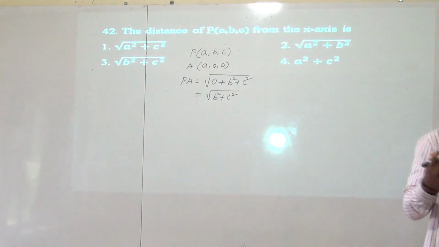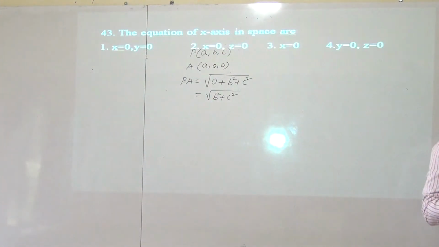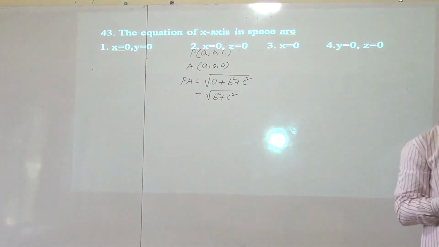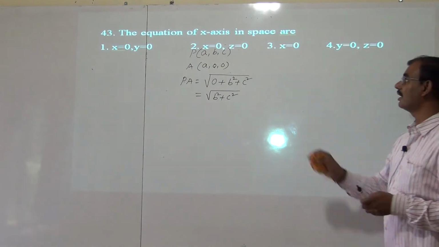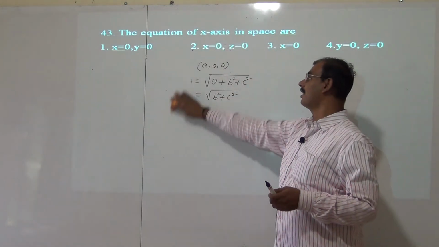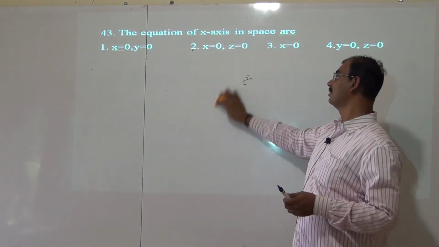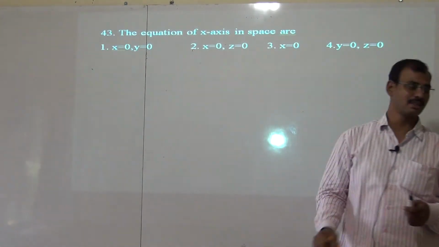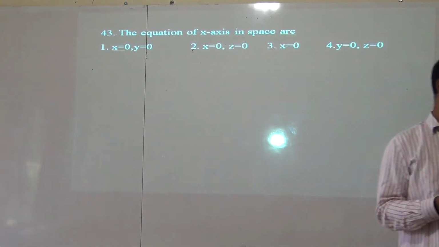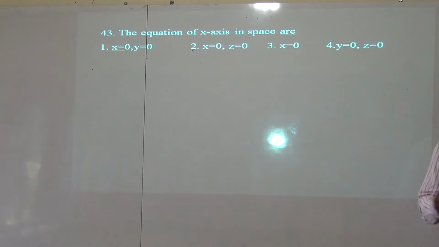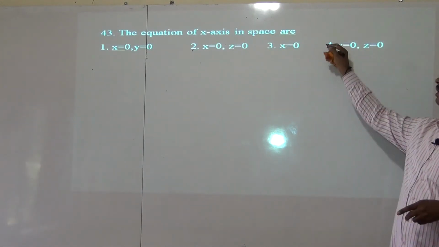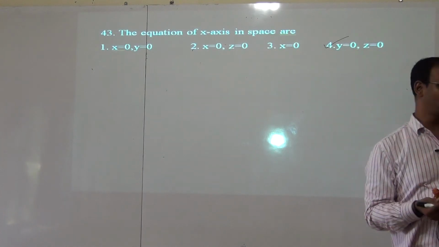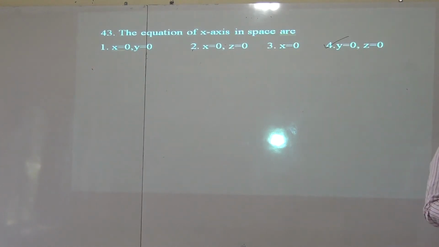Okay now friends, very simple 3D geometry. Next. The equation of x-axis in space are. So what is the equation? On x-axis, which coordinates are 0? Y and z. So y is equal to 0, z is equal to 0. So the answer, observe that the fourth option is there. So what is the answer here? Y is equal to 0, z is equal to 0. Cleared?